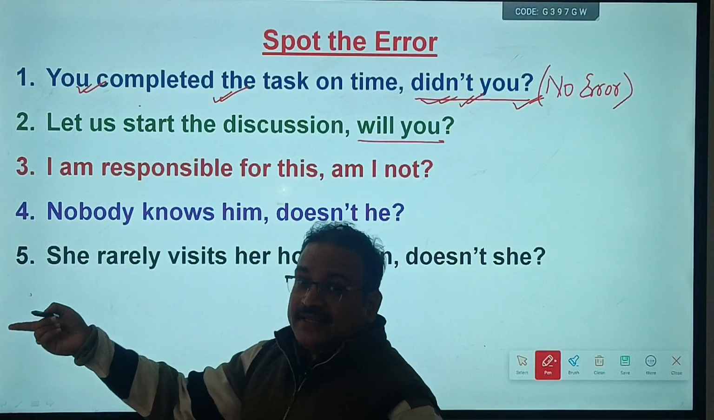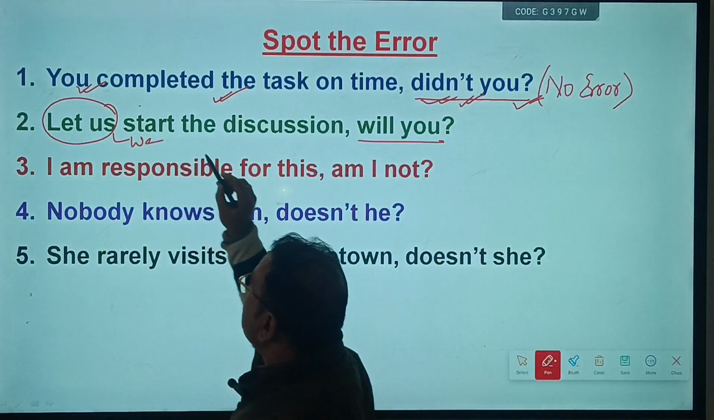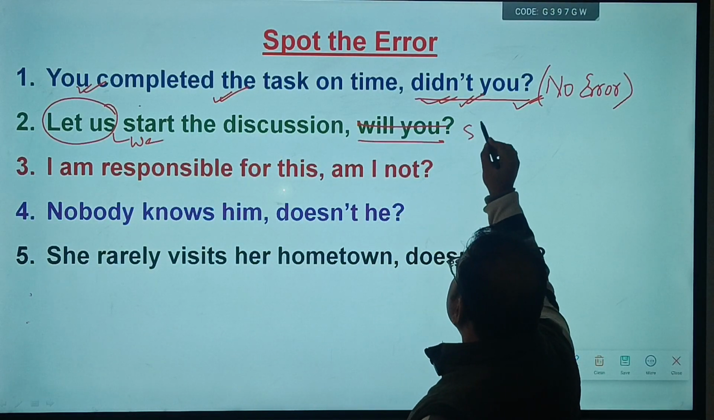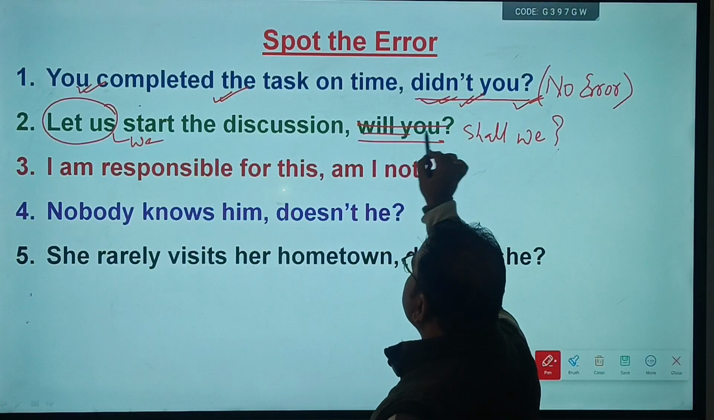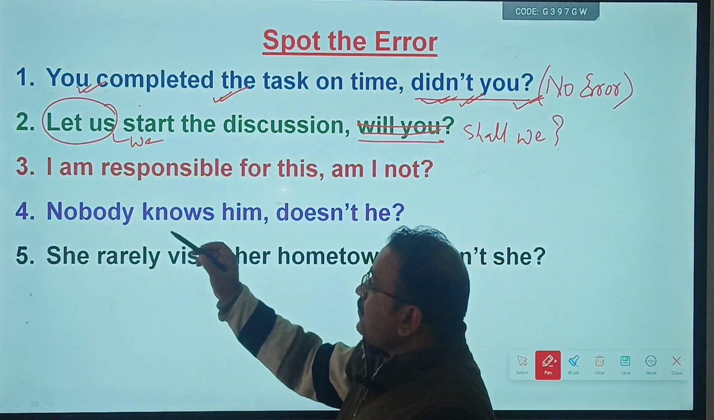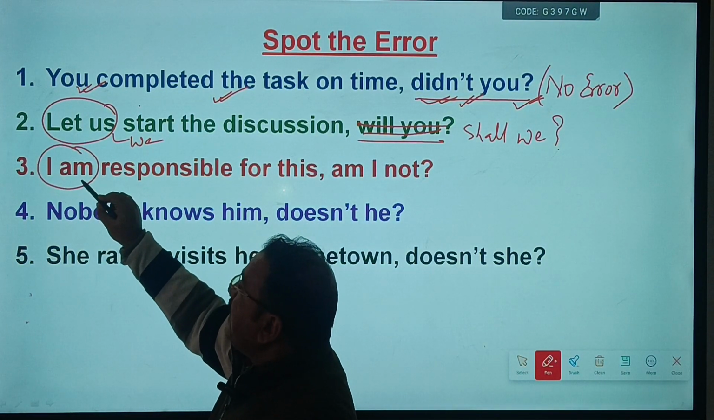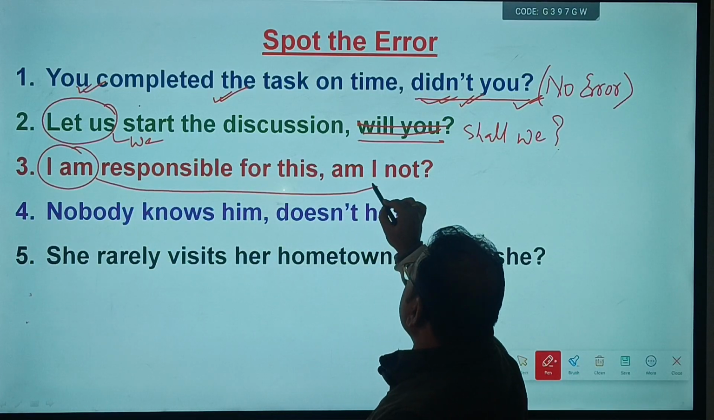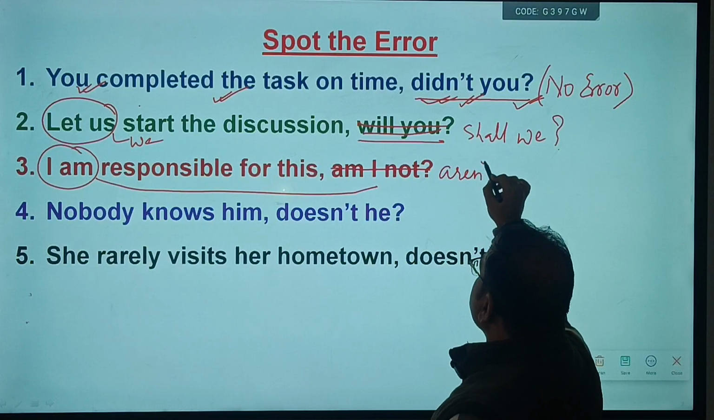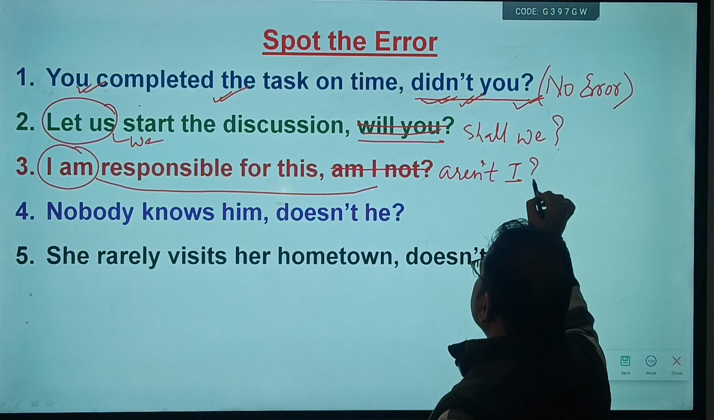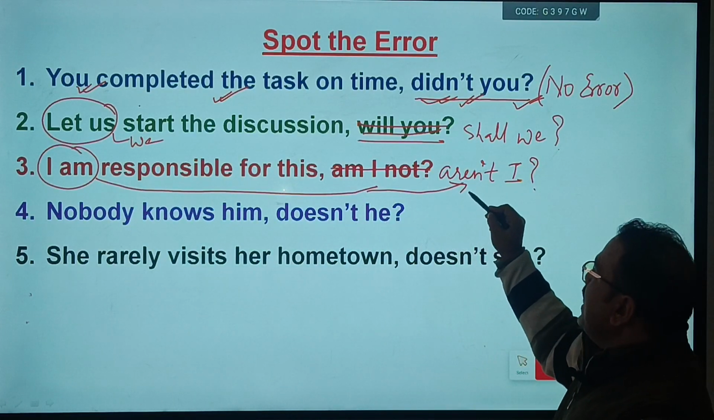Let us start the discussion. Just now we have discussed what? Let us. Let us is changed into shall we. Yes or no? Let us is changed into shall we. I am responsible for this. Remember this rule breaker? I am is changed into what? Aren't I. Yes or no? Rule breaker, remember, I am is changed into aren't I.